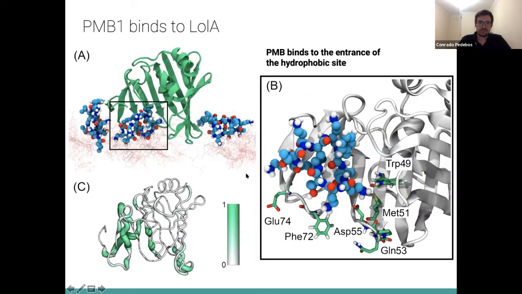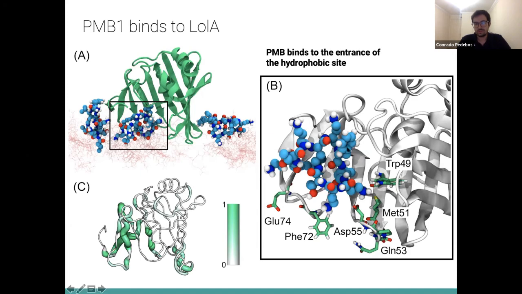And what was quite interesting as well is that we weren't expecting to see this, but when we thought about it, we realized that it actually makes a lot of sense. PMB1 bound to the LolA cavity, and as I said before, LolA is a lipoprotein carrier, and PMB1 is a sort of lipoprotein, it's a lipopeptide. So it makes sense that it could bind to the hydrophobic site of LolA. And in fact, it did during our simulations.